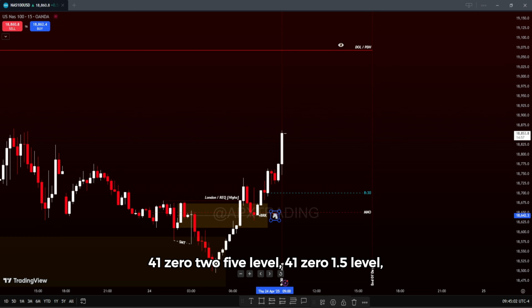41.025 level, 41.015 level, the 41.04 level, and the 41.050. That is a layered area of liquidity above what? If you look at the 1330 highs, in your chart it's going to be real close to where I have, where it says high of day.